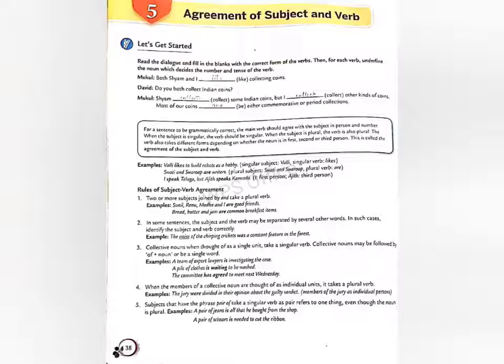But in some cases, the subject and the verb may be separated by several other words. In such cases, identify the subject and verb correctly. The noise of the chirping crickets was a constant feature in the forest. Here, the noise is a subject and chirping crickets is the subject, but they both are making a singular subject. The noise of the chirping crickets was a constant feature in the forest.